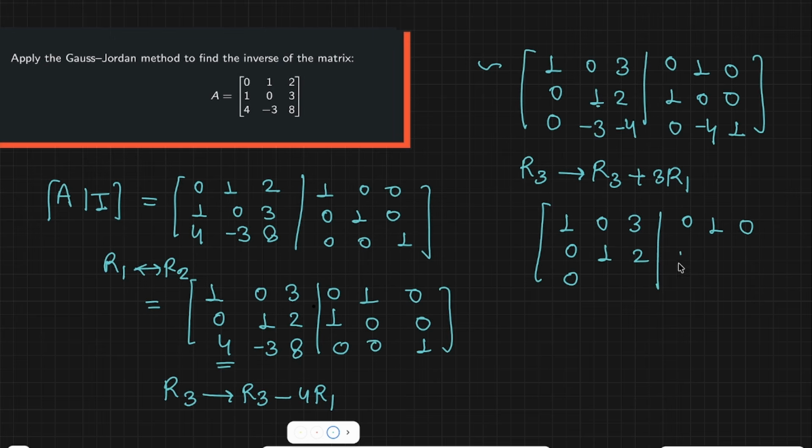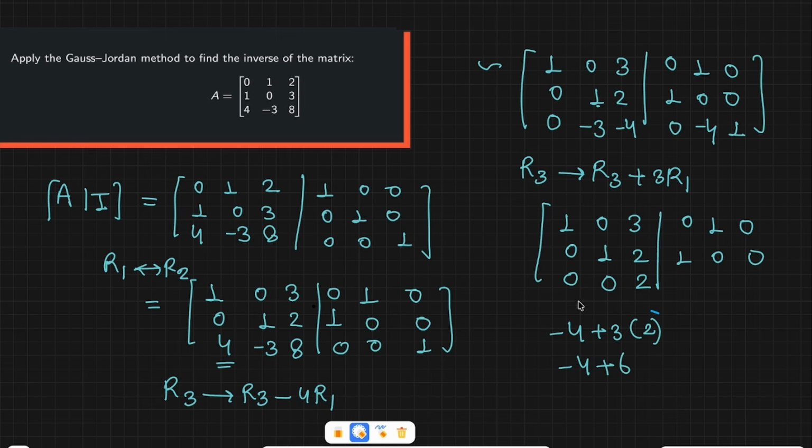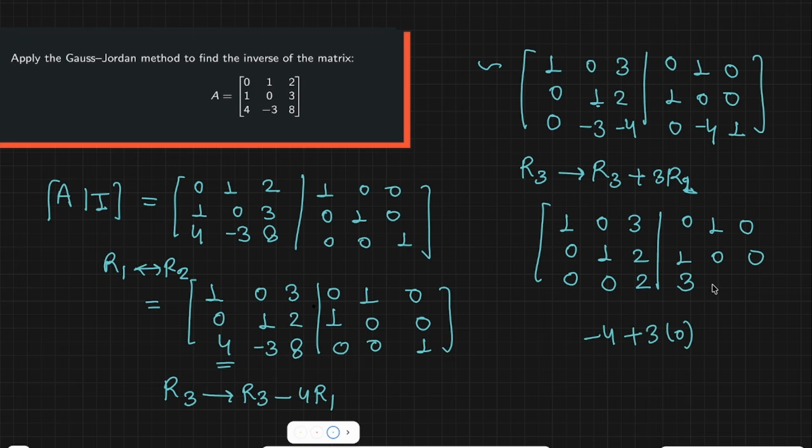So 1 2 1 0 0 as it is. This will be 0. -3 plus 3 into 2, so this will be -4 plus 6, that is your 2. Now using this I am just subtracting this, then it will be 3, or no wait, not R1, it is R2, sorry for that, R2. And this is your minus of 4 plus 3 into 0, minus 4 will be as it is, this is your 1 will be as it is.